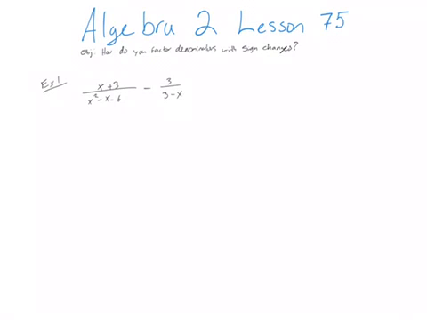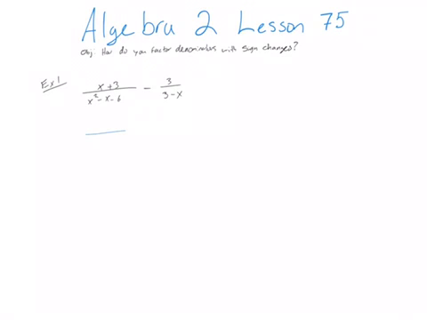This is lesson number 75, and our objective is how do you factor denominators with sign changes? This is something we've done already. There's just one small new idea that we're adding to it. So really this is mostly a review section, so we'll try to move through it fairly quickly, but not too quickly.